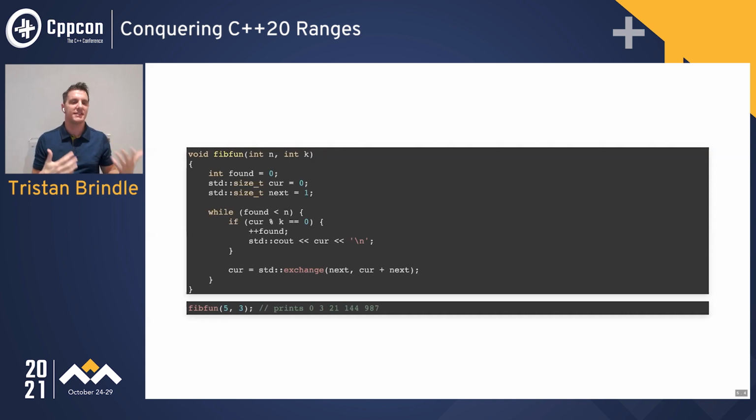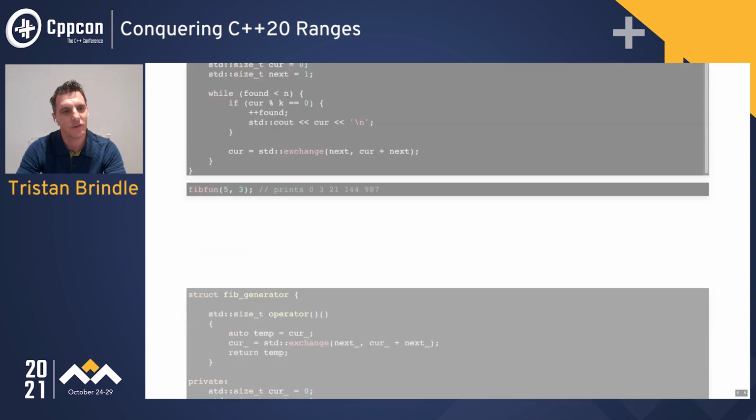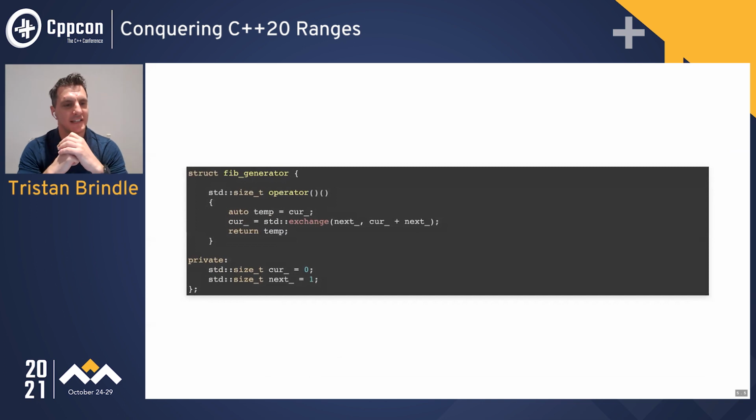So I think, even though this is a simple function, yes, to be honest, this would be absolutely fine. We're going to take, as a general principle, we're going to see how we can try and improve this little fibfun. So the first thing we're going to do is we're going to abstract out our generation of our Fibonacci sequence. So we're going to write a little Fibonacci generator class, a little function object.